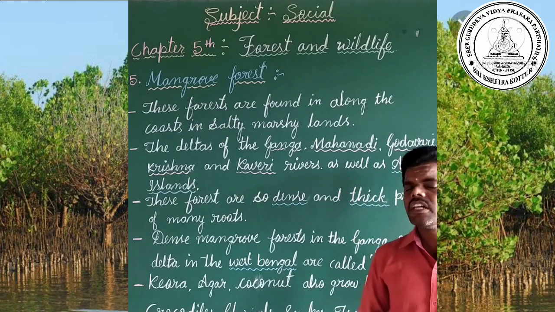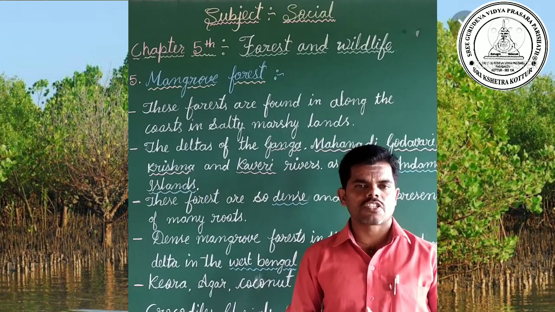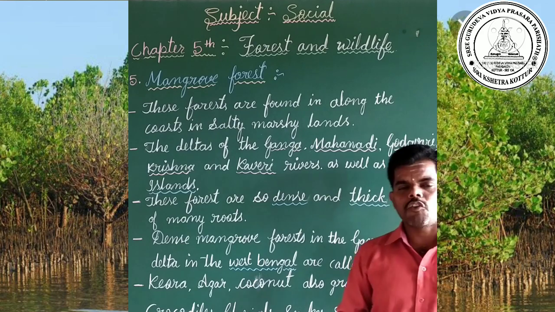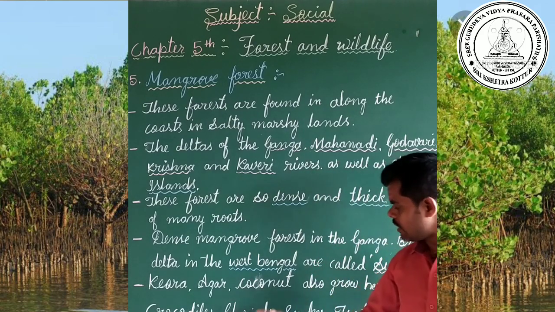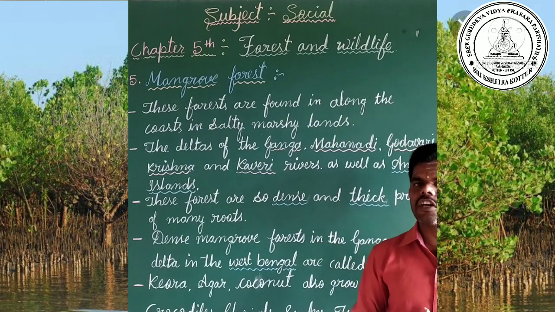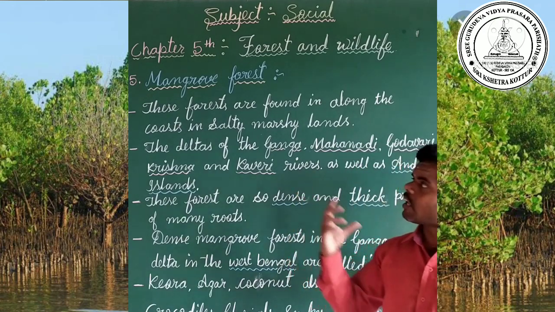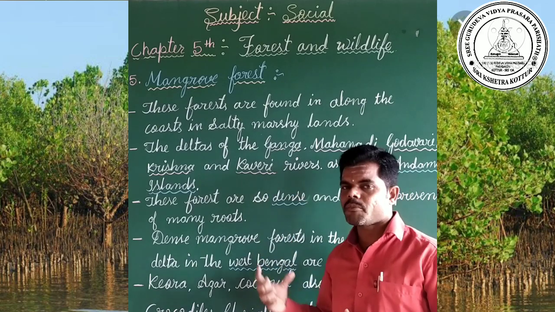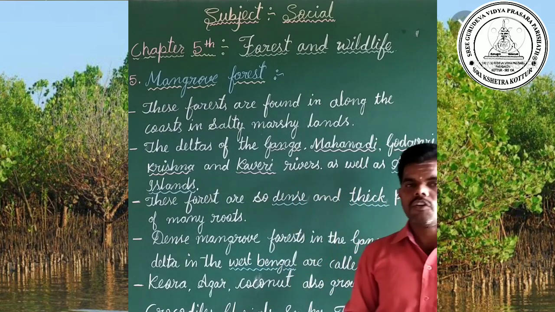The last thing is that we can see different kinds of animals in the mangrove forest, for example crocodiles, gorillas, snakes, turtles and so on. These animals we can also see in the mangrove forest. These are the details about the mangrove forest.